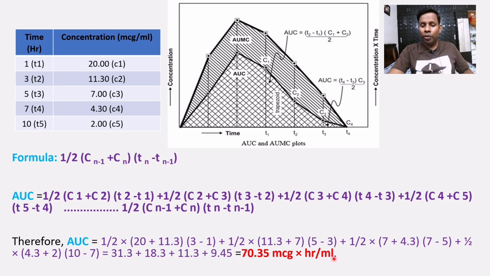Like that, for the third trapezoid and fourth trapezoid we will get the areas, and third is 11.3 and fourth is 9.45. So if we add all four trapezoids, it will be 70.35 microgram into hour by ml. So this will be the total area of AUC. So what we did, we calculated each trapezoid area, then we added those individual trapezium areas to get the total area under the curve.